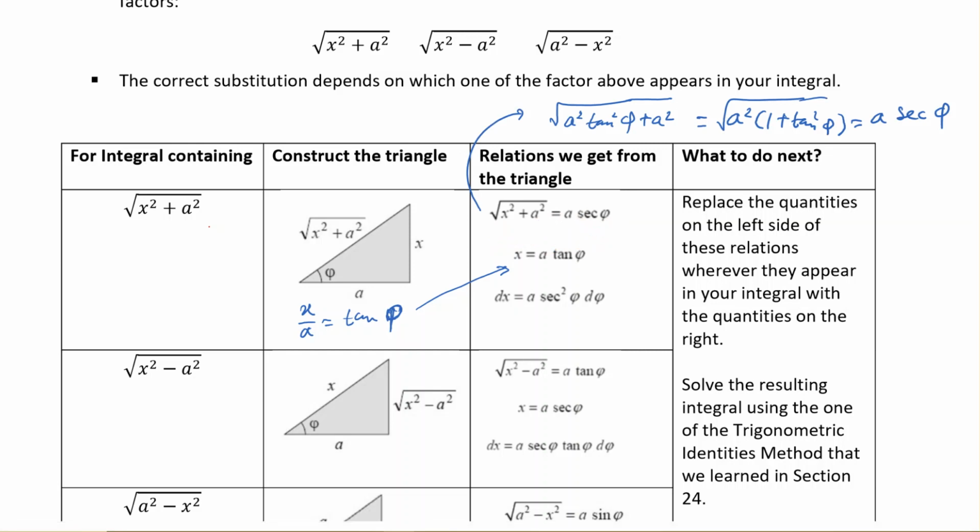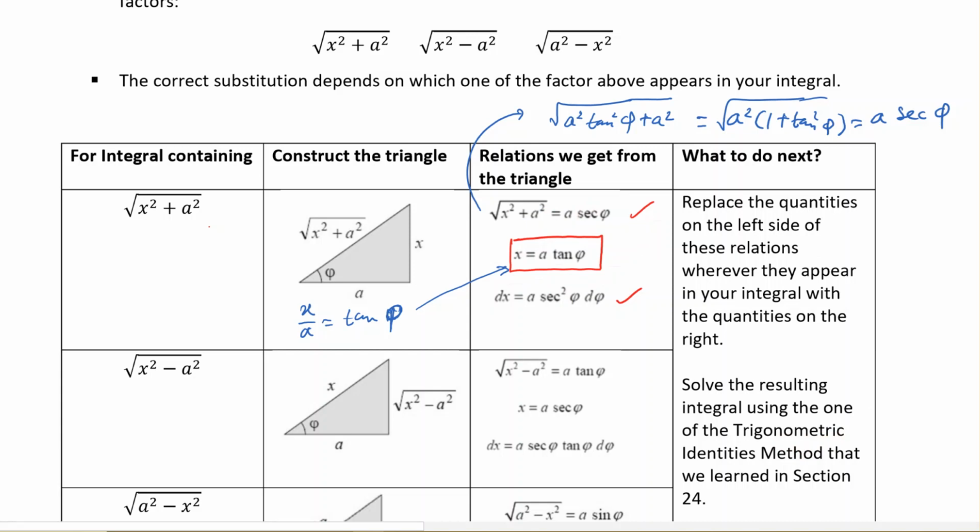Thus, if you just start with this substitution, you get everything else. So we replace all the quantities of the integral: x, dx, and square root of x squared plus a squared are replaced by their trigonometric forms, and then we solve the resulting new integral using one of the trigonometric identities methods that we discussed in the previous video.